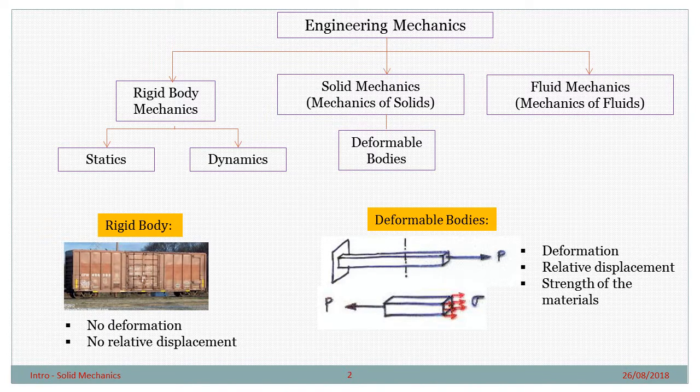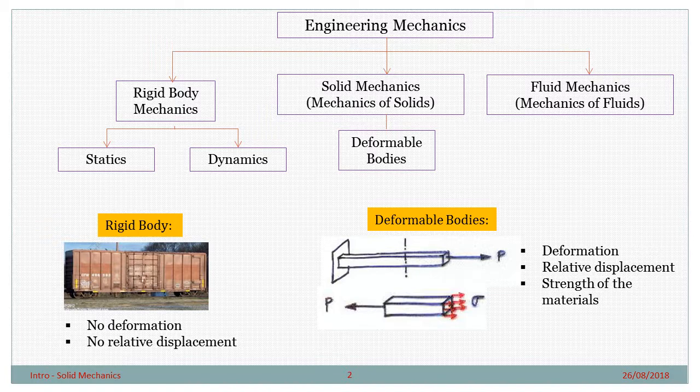As you all know, engineering mechanics is broadly classified into rigid body mechanics, solid mechanics, and fluid mechanics. As the name indicates, rigid body mechanics is the study of rigid bodies, and solid mechanics is the study of deformable bodies. So what is the fundamental difference between a rigid body and a deformable body?